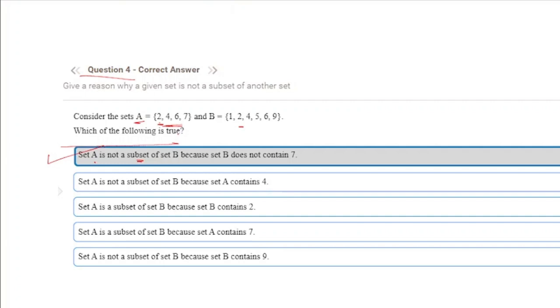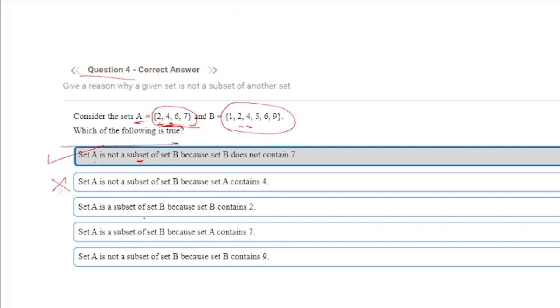Second answer, set A is not a subset of set B because set A contains 4. Set A has 4 and B has 4, so it could be a subset, but because not all the numbers in A are there, 7 is not there, so this is a wrong answer.